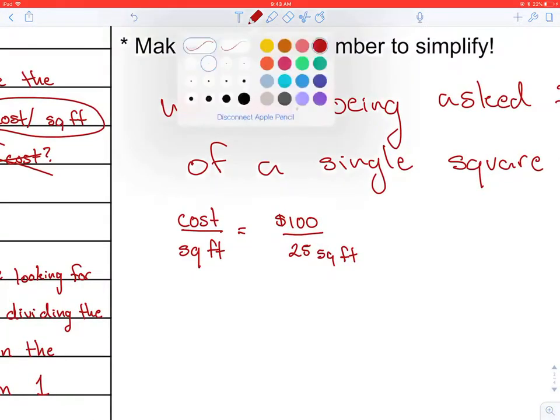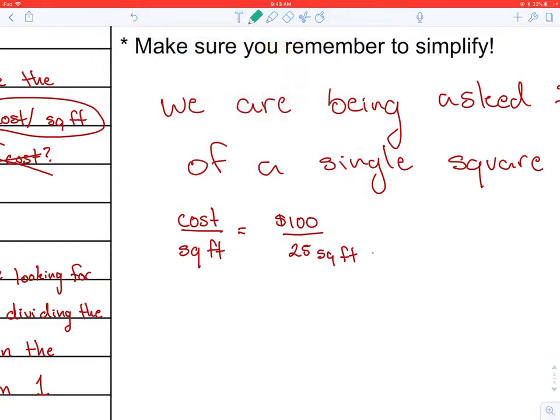Because technically what we would do is divide both sides by 25, because that would turn my denominator into a denominator of 1 square foot. And so really what you're doing is dividing the numbers that were already given. You're taking that 100 and dividing it by the 25, just as we're going to do right now. And 100 divided by 25 is $4. And so we get the unit rate of $4 for every square foot.